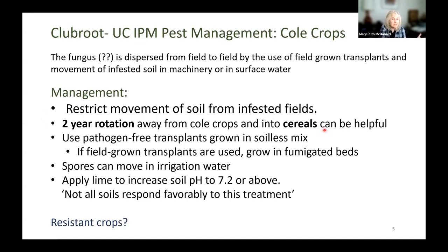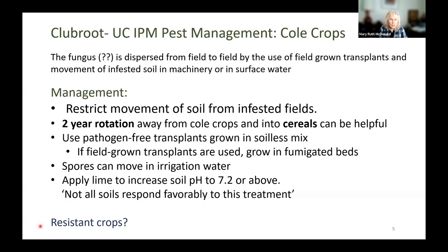And it's interesting to me that they mention cereals because I do have some information on grass cover crops or cereals that can help reduce the disease. Then pathogen-free transplants and soilless mix. If field-grown transplants are used, grow in fumigated beds. We've done some work on fumigation. We've looked at movement or survival of spores in irrigation water. And then the big one for vegetable growers is add lime or do something to increase the pH to 7.2 or above, but it just doesn't work for everyone.